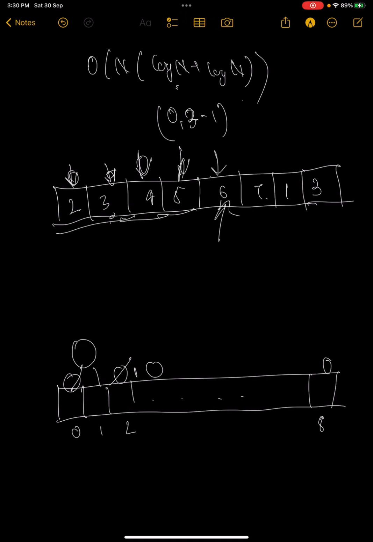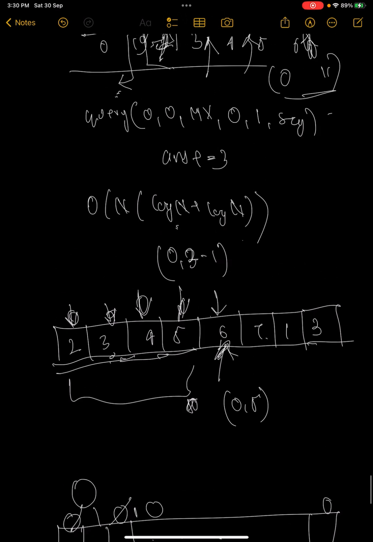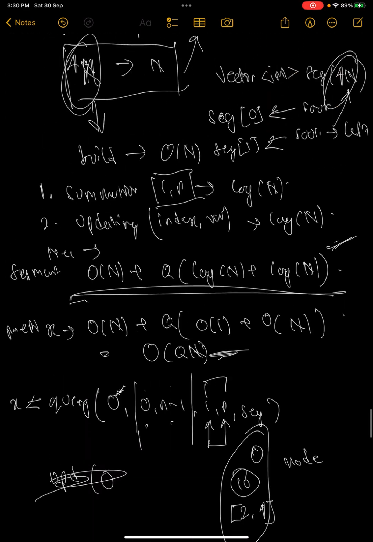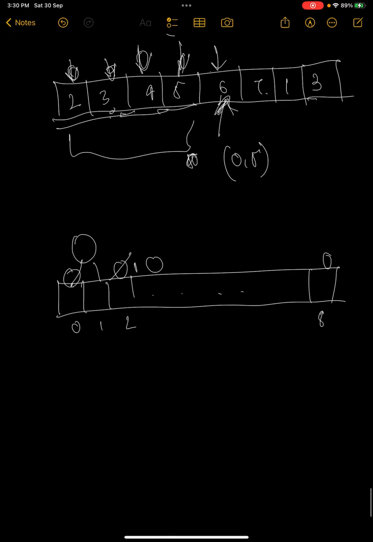And from 6 maybe we are querying 5. The range is 5 to 0, and we are getting the answer as 4. So now you understand why it is order of n log n. Okay, now it will be very trivial to solve the original problem.